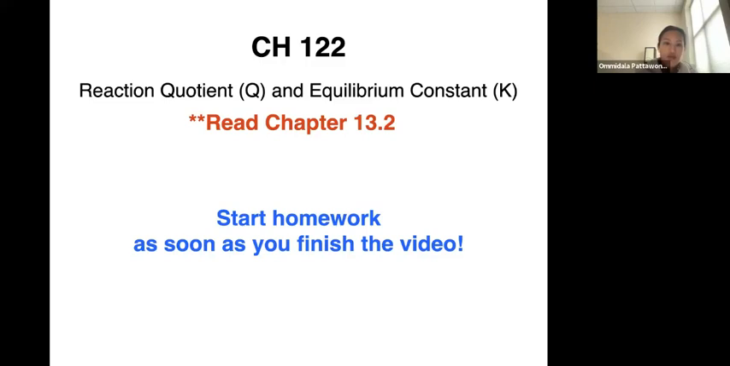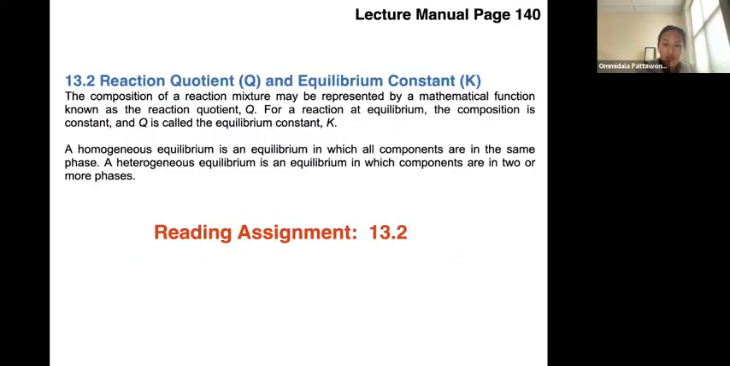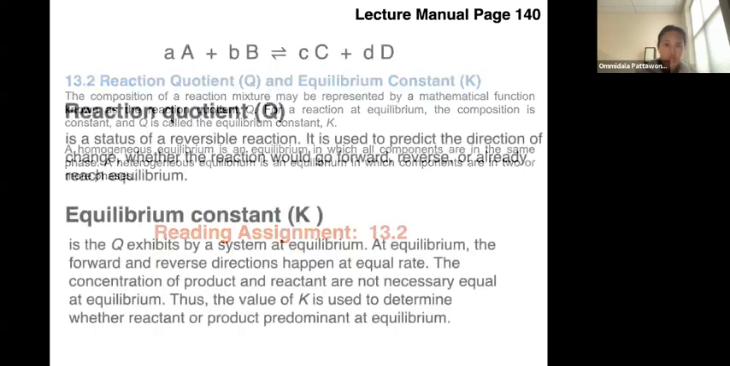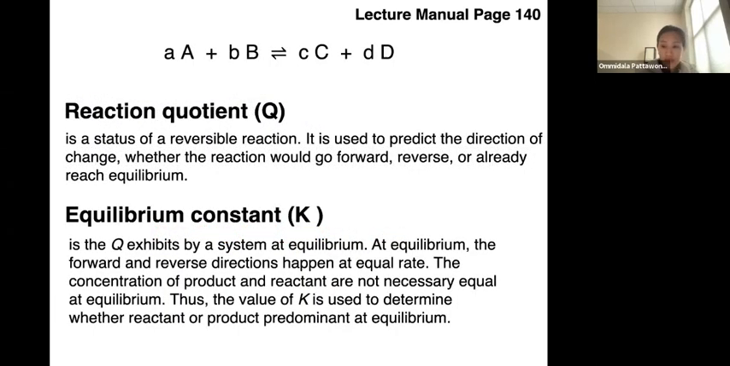This lecture video will cover reaction quotient and equilibrium constant. Please read the OER textbook chapter section 13.2 for more detail. For dynamic equilibrium, there are two terms that help us determine whether the reaction is already at equilibrium or not. The first one is the reaction quotient.